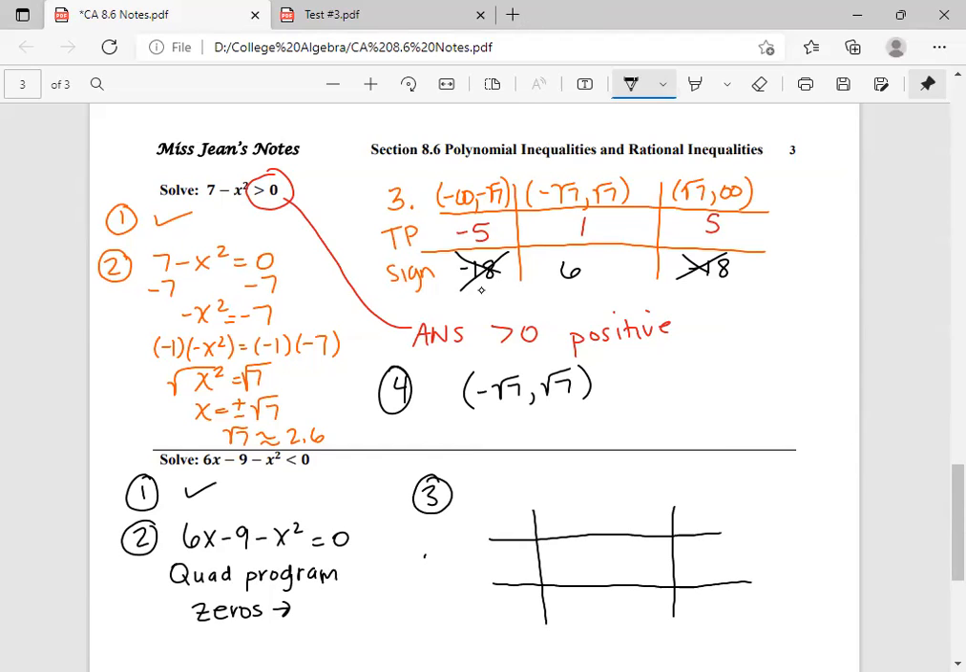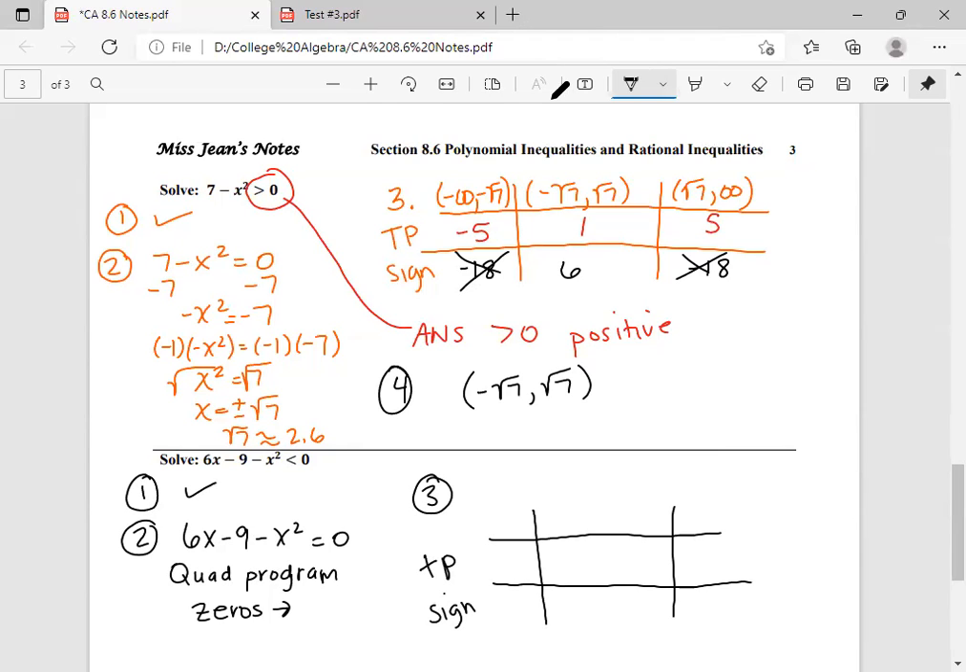So this would be our test points, and this would be our sign, not toilet paper. I guess it's really making me think of toilet paper this time of year because it's almost Halloween, and that's when people like to roll your yard and do egg and all that stuff.